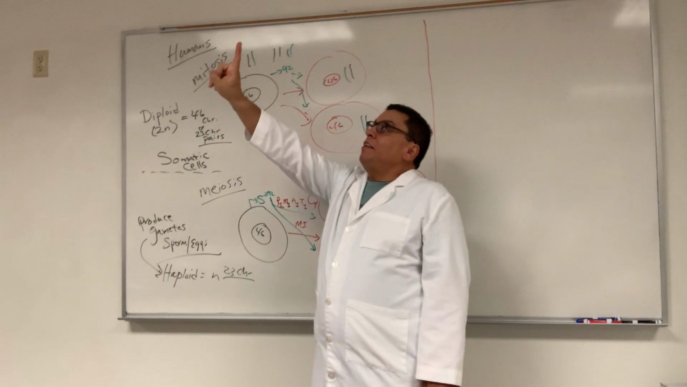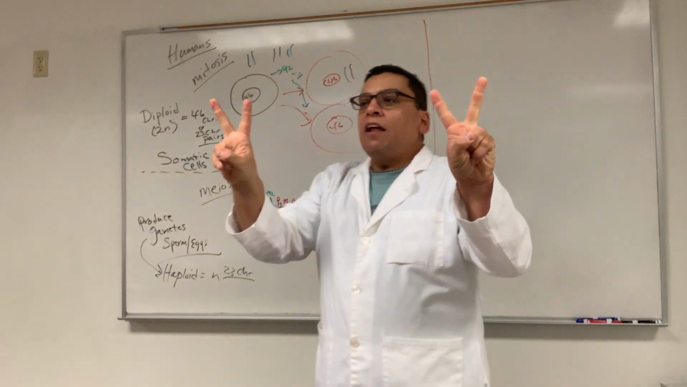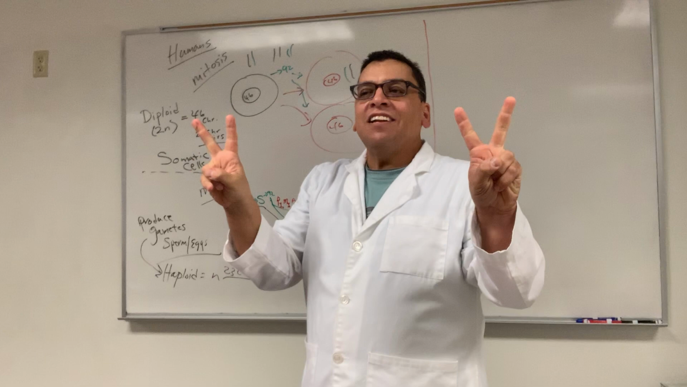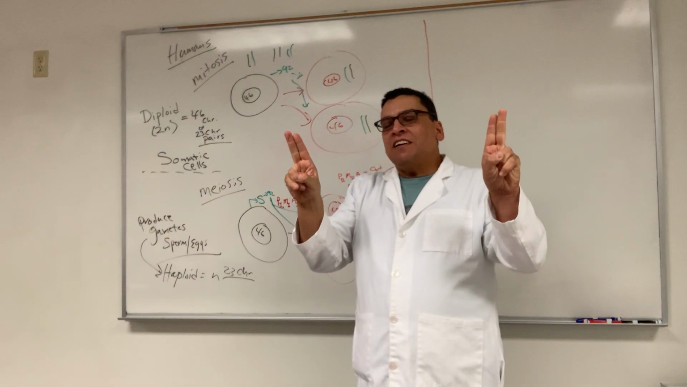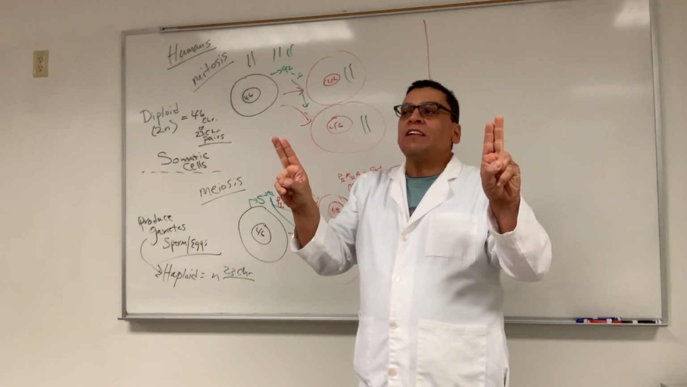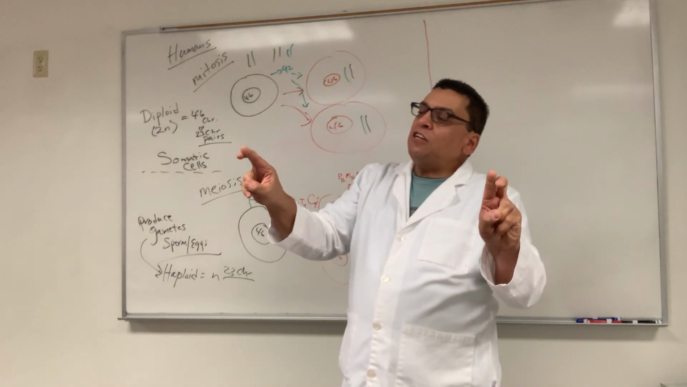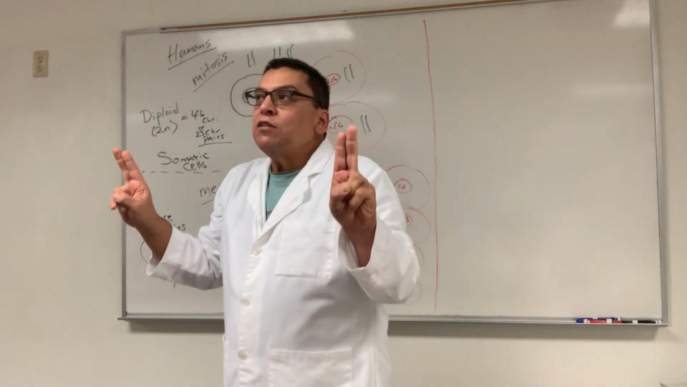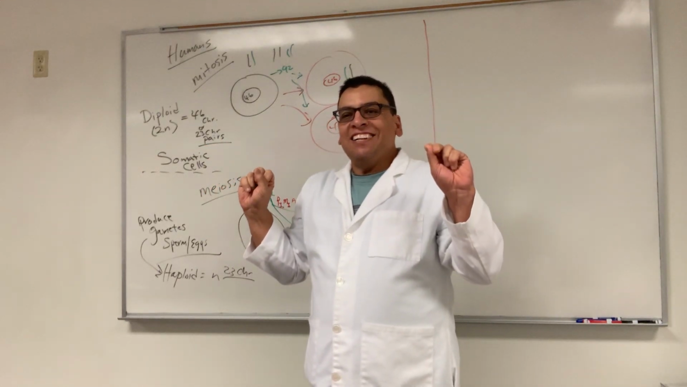Dad's chromosome 1, mom's chromosome 1. Here they are. They duplicate in which phase? S phase. It's okay. They find each other and attach at the centromere. In which phase? M phase, the first phase of mitosis. In prophase.